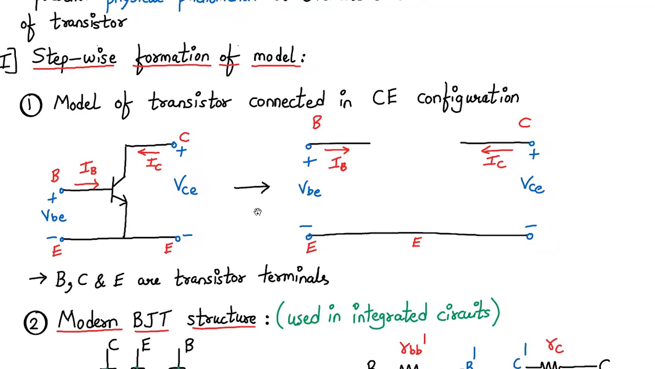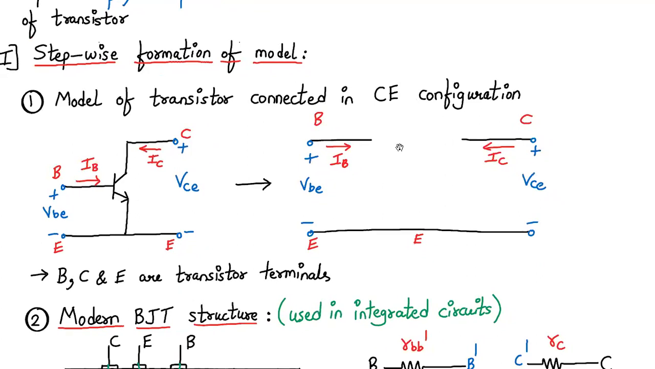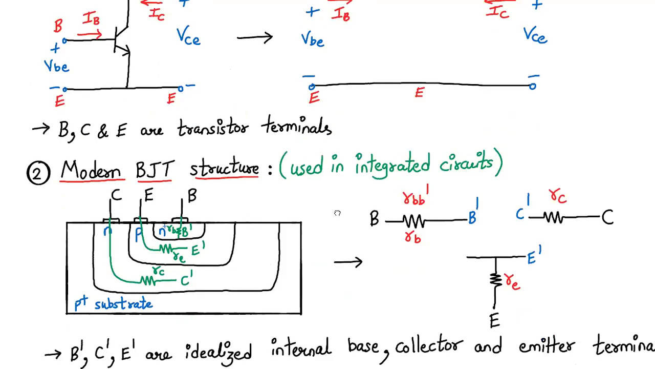So base, collector and emitter are the transistor terminals, and we'll be representing them in a common emitter form. Here we will represent the base terminal, collector terminal, and emitter terminal, and then we will build up the model based on that. Okay. So let's proceed forward.